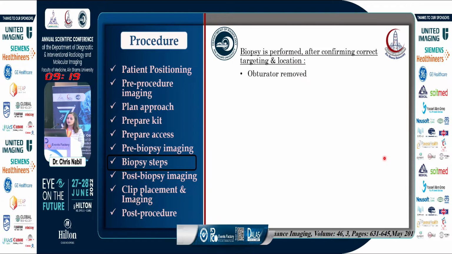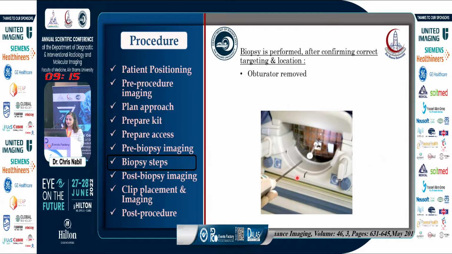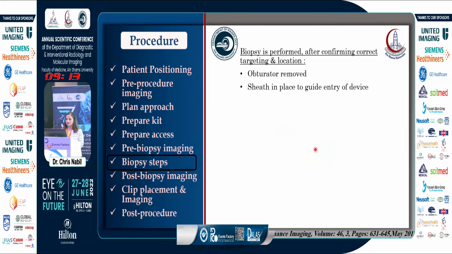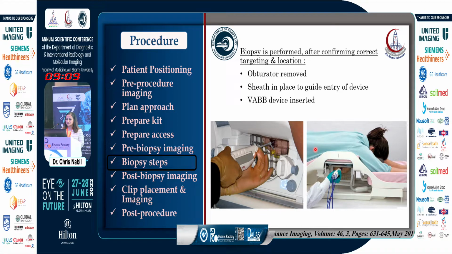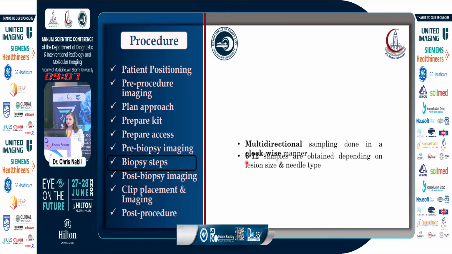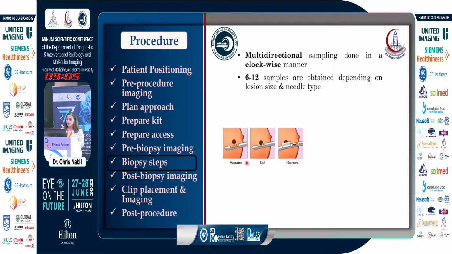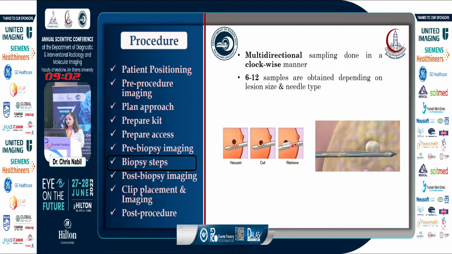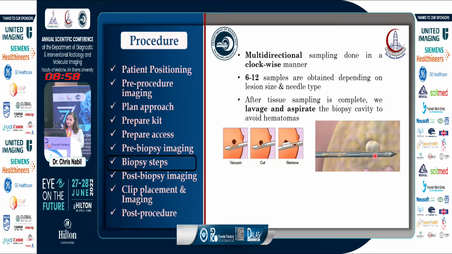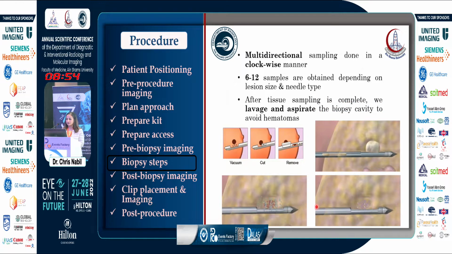Then to do the biopsy, after confirming that we are in the correct location, we remove the obturator, leaving the sheath in place to guide the entry. The VAB, or the biopsy device, is inserted. Multi-directional sampling is performed in a clockwise manner. From 6 to 12 samples are obtained depending on the size of the lesion and the needle type. And after tissue sampling is complete, we lavage and aspirate the biopsy cavity to avoid hemorrhage and hematoma formation.